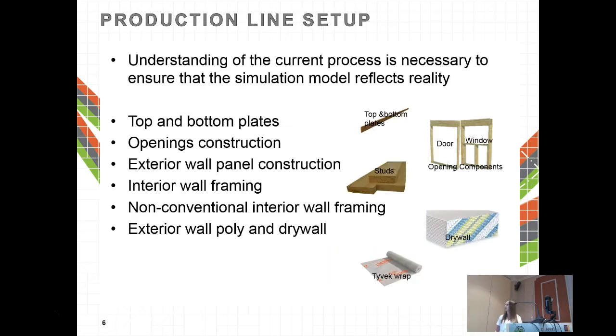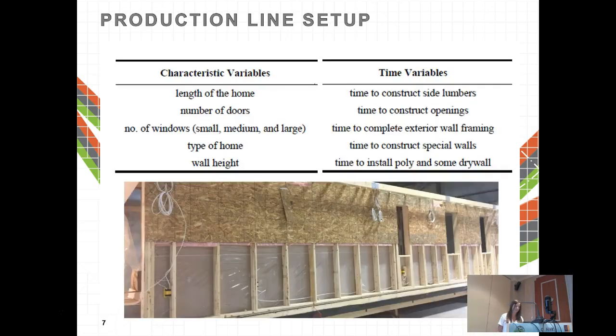So their wall line, a quick overview. They have the top and bottom plates, or the rim boards. Then they separately build the door and the window opening components. They have another station for the exterior wall panel construction, another for the interior wall framing, another for special shape walls, and then another to do the wall poly and the drywall.